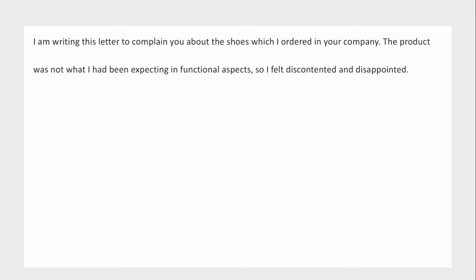I am writing this letter to complain to you about the shoes which I ordered from your company. So you order from someone, ordered from your company. I ordered from a restaurant close by to me. I ordered from an online store. Okay, so the shoes which I ordered from your company, the product was not what I had been expecting in functional aspects. So I felt discontented and disappointed.